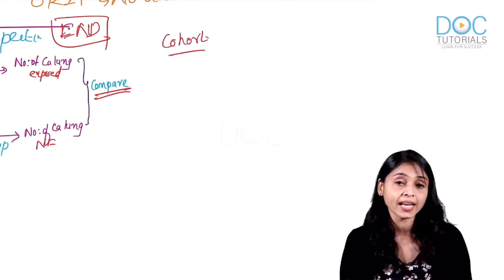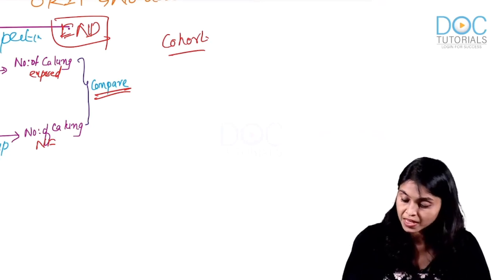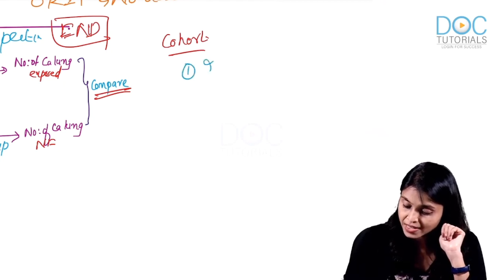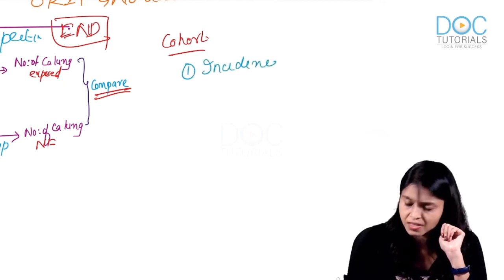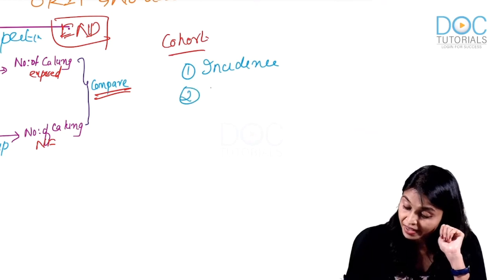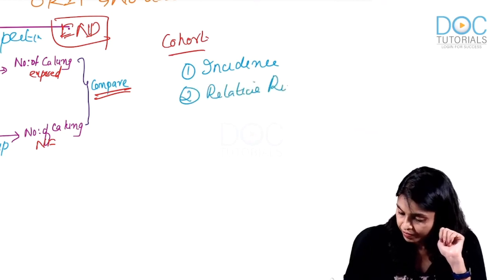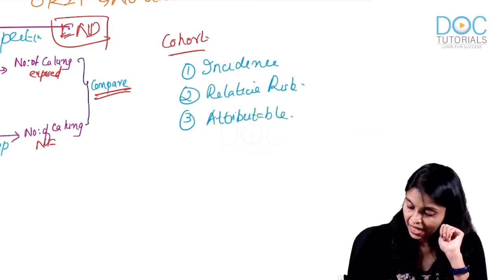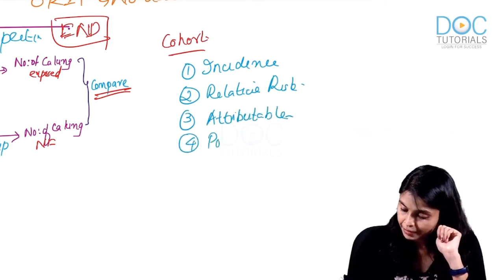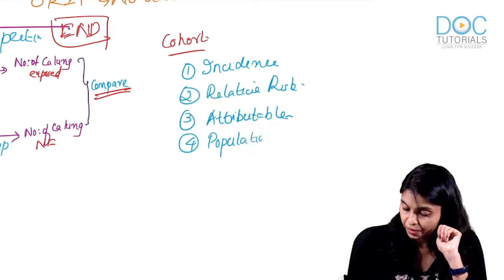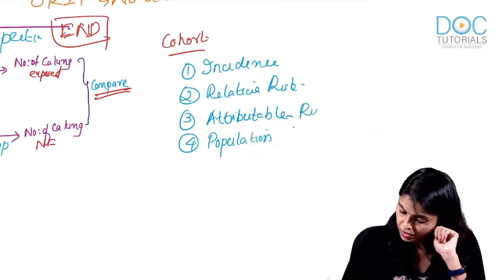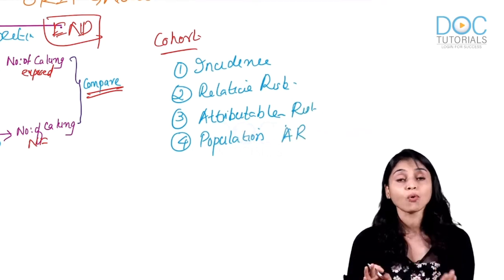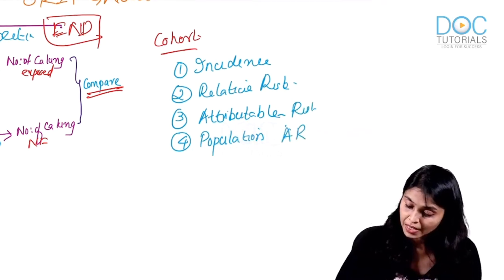Unlike in case control, cohort has 4 outcomes. The names are important. We'll see the names. First one is incidence. We have already seen what an incidence is, right? Second is relative risk. Third is attributable risk. And the fourth is population attributable risk. I'm going to write it as AR, population attributable risk. So these are the 4 outcomes in a cohort study.